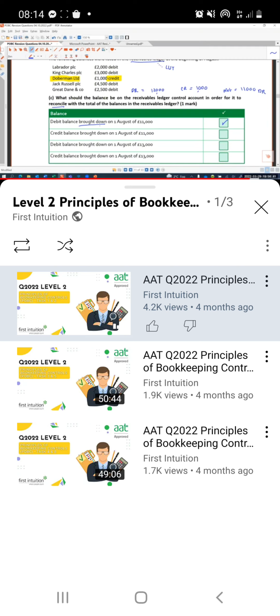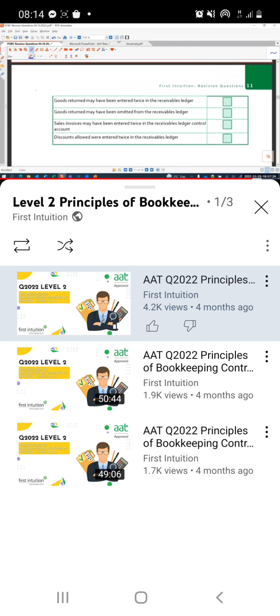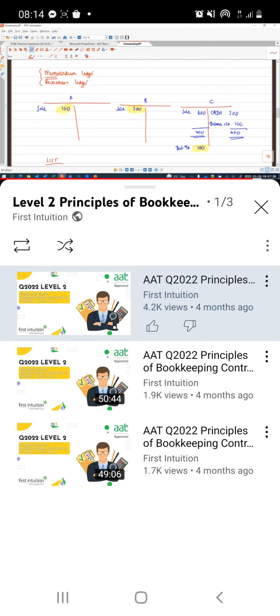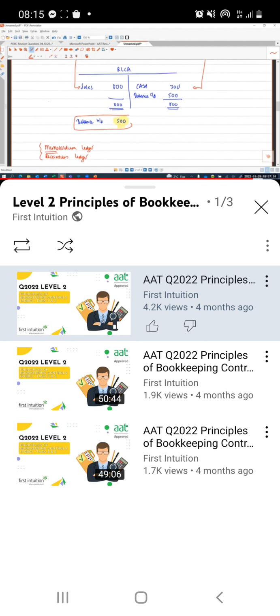Okay, so we're nearly done. So that was part C. Part D. If the receivables ledger control account is greater than the total balances on the receivable ledger accounts, which 3 reasons could explain this? 3 marks. And we've got to find 3 reasons. I think this is the hardest bit of this question. And that was one of the reasons that I did all this with you. It's one of the reasons that I reminded you about how this whole system works.